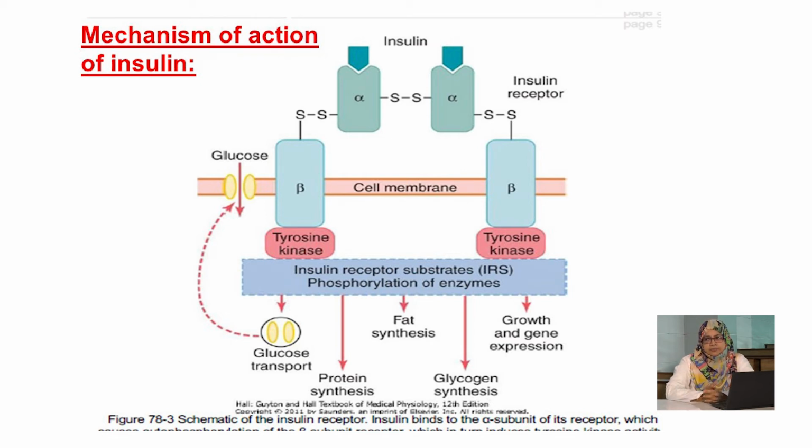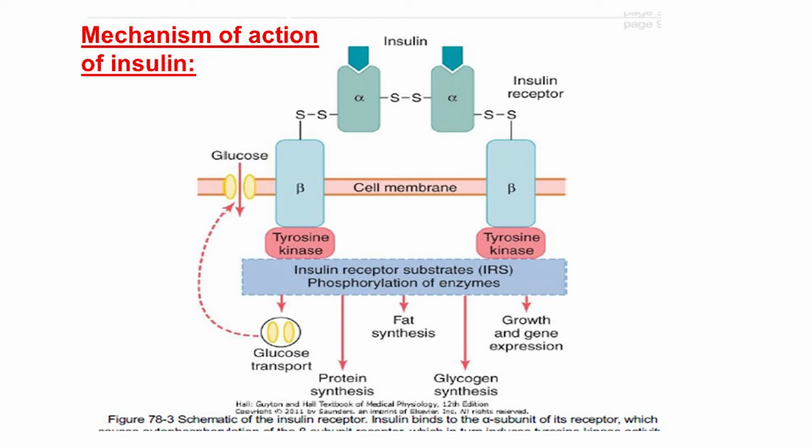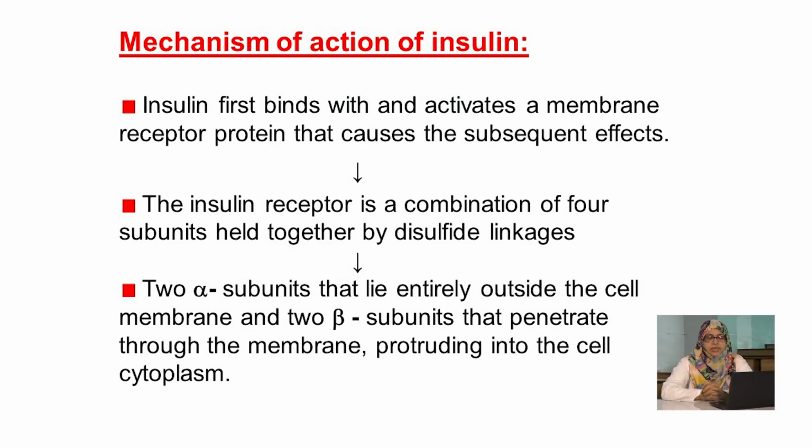You know, insulin is a protein hormone, so it binds to the receptors on the cell membrane. As it is a protein hormone, the receptor is usually present on the cell membrane. Now, in the flow chart you are going to see the mechanism of insulin. Insulin first binds with and activates the membrane receptors, and that causes subsequent effects.